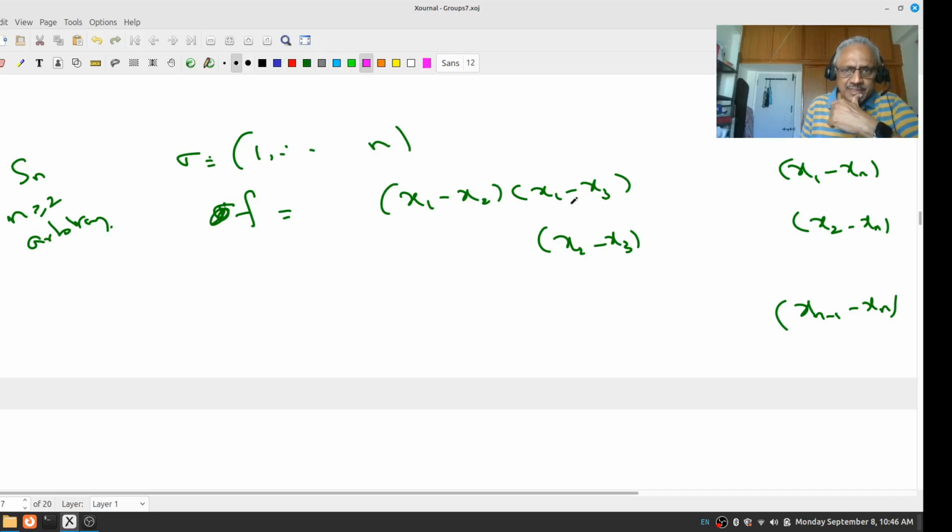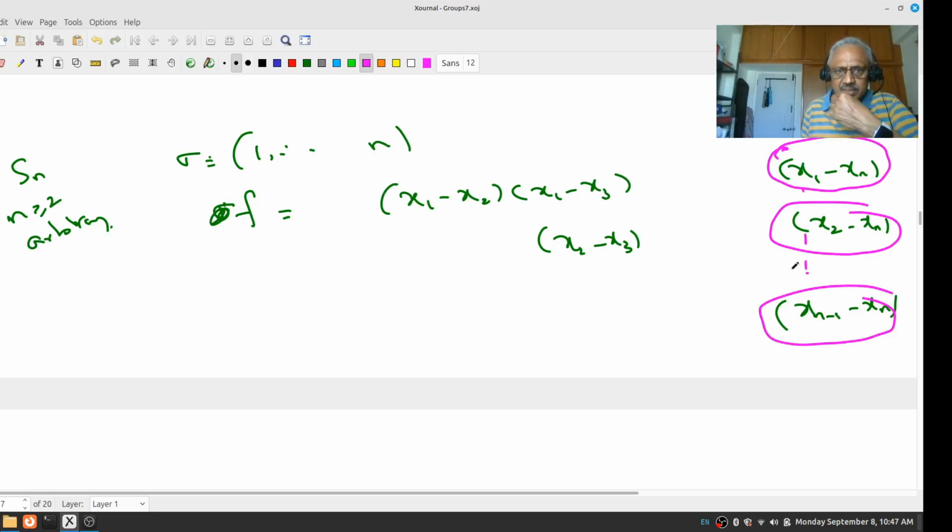When I apply sigma, this will be x2 minus x3, this will be x2 minus x4, etc. But this will turn out to be x2 minus x1. Therefore, this is a problematic one. And here also x2 minus x3 will become x3 minus x4, no problem. Whereas when I come to here, x2 will become x3, but xn will become x1. Therefore, this is a problem. Similarly, xn minus 1 will become xn, but xn will become x1. Therefore, this is a problem. So, only the last terms. Therefore, sigma f is minus 1 to the power n minus 1 times f. Okay. Pause. Review. Proceed.